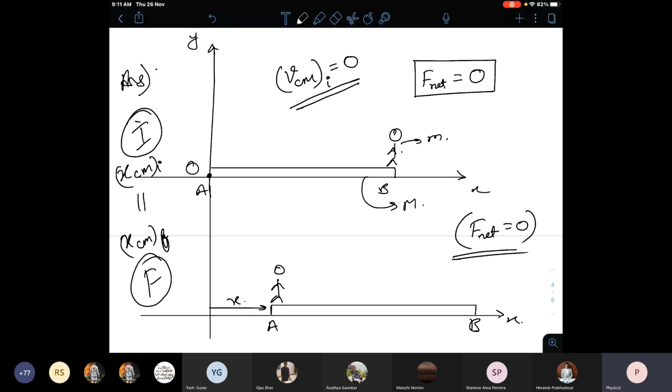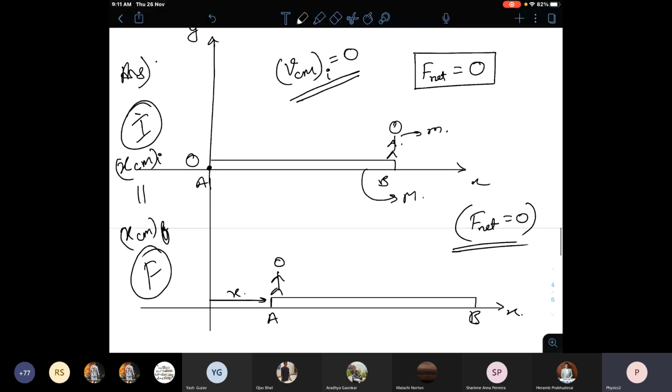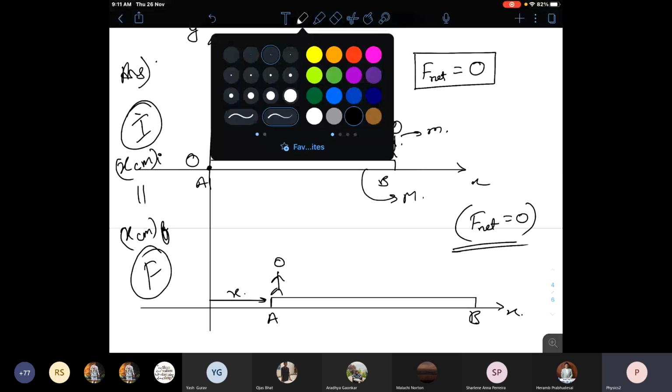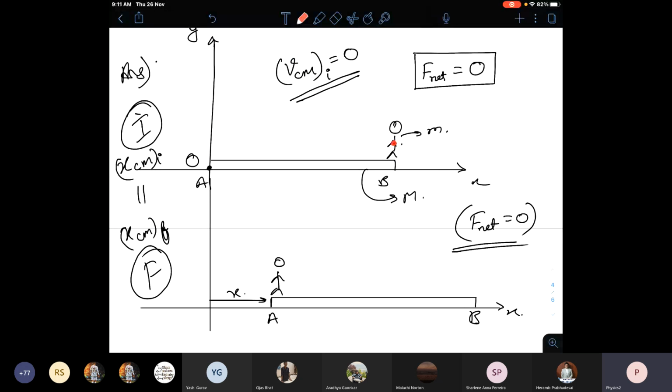Okay, so let's start. Now the center of mass of this man will be on himself only, somewhere near his center. So approximately we can write that this length is L.